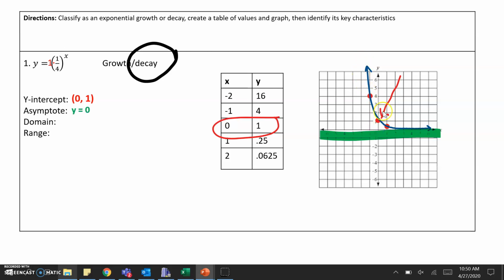The domain is the x values, which are all real numbers, and the range are the y values from bottom to top. The bottom of this graph is at 0. The top goes on forever, so that means y is greater than 0. Above the line is my greater than symbol.